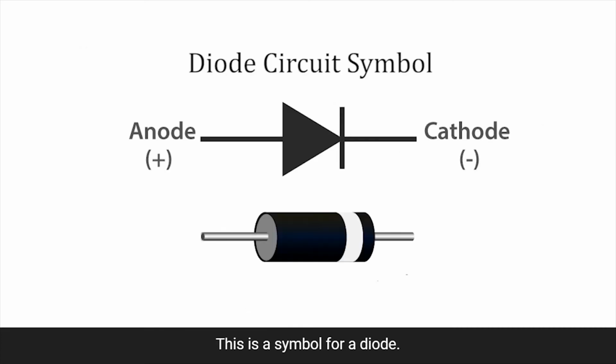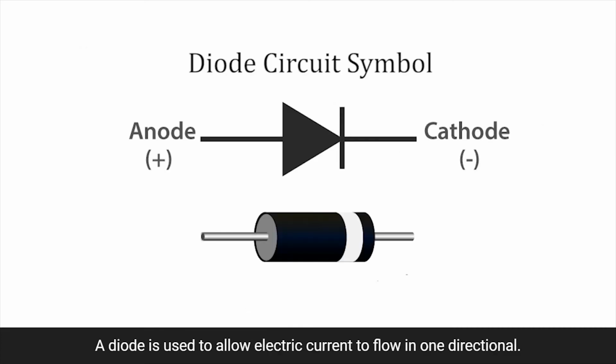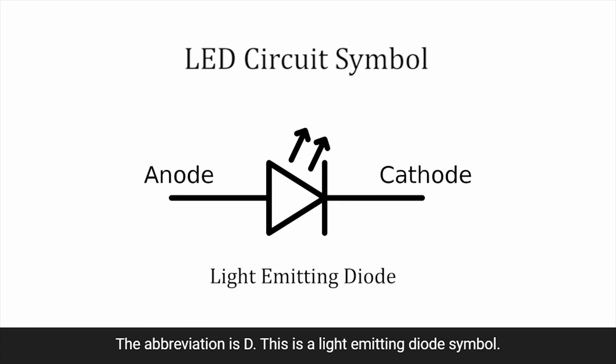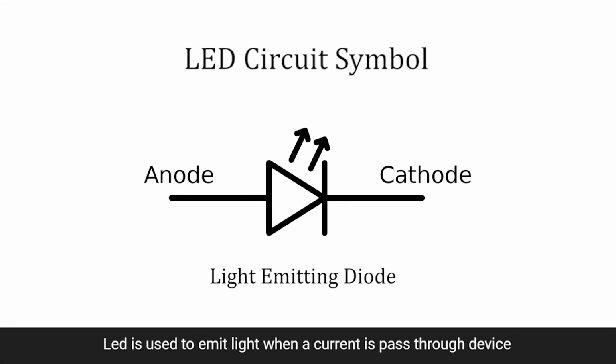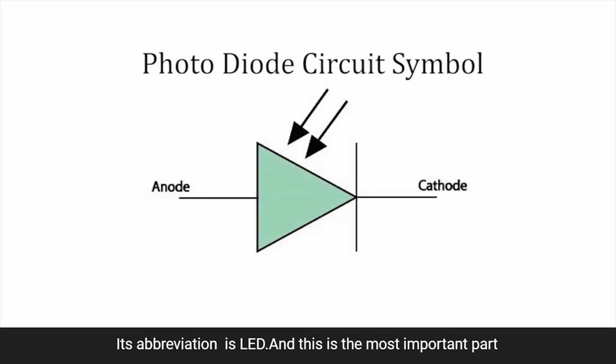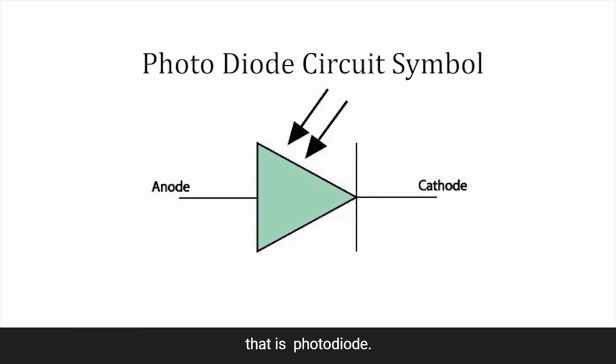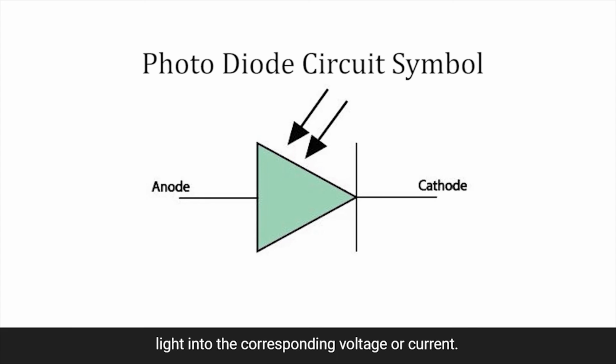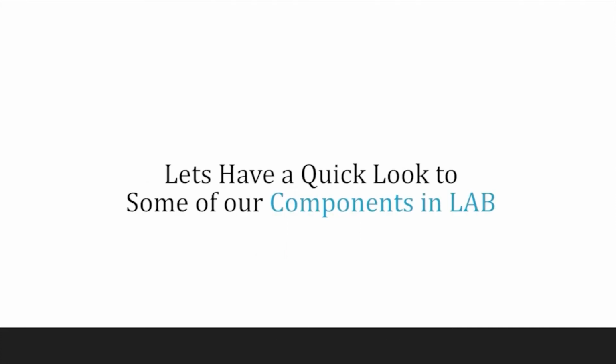This is the symbol for a diode. A diode is used to allow electric current to flow in one direction only. The abbreviation is D. This is the light emitting diode symbol. An LED is used to emit light when a current is passed through the device. Its abbreviation is LED. And this is the most important part, that is the photodiode. The photodiode works as a photodetector and converts light into the corresponding voltage or current.